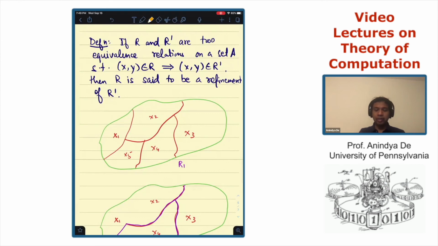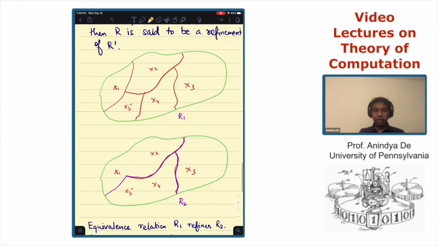So let's see an example. Let's see an example of two equivalence relations, R1 and R2, and observe that in this picture, whenever two elements are related in R1, say any two elements which are related in R1, let's say these two green elements I'm marking now, they're related in R1 because they belong to the same equivalence class in R1, namely they're both related to x1. Then they're also related in R2. Of course, the reverse is not true.